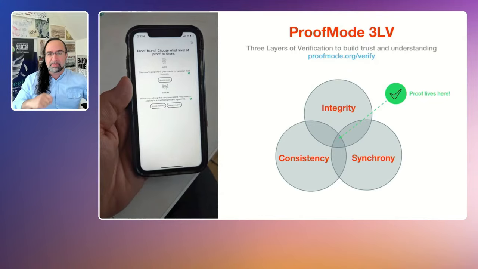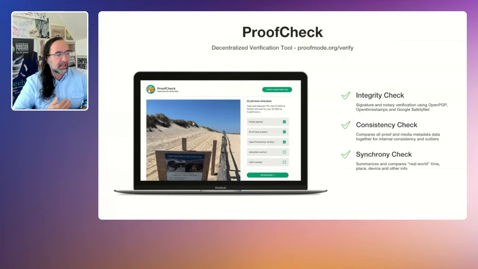And then we have the idea of synchrony, which is: does it make sense, given the time and place and the weather and the Wi-Fi and all the other signals we can pick up, the context it was in, for what this event was supposed to be documenting? That is a process that we've come up with. On our website, we have manual ways to do that process. And we have a ProofCheck tool, which is in beta, that takes you through the various steps and has some other features integrated. I'll show more about that now.